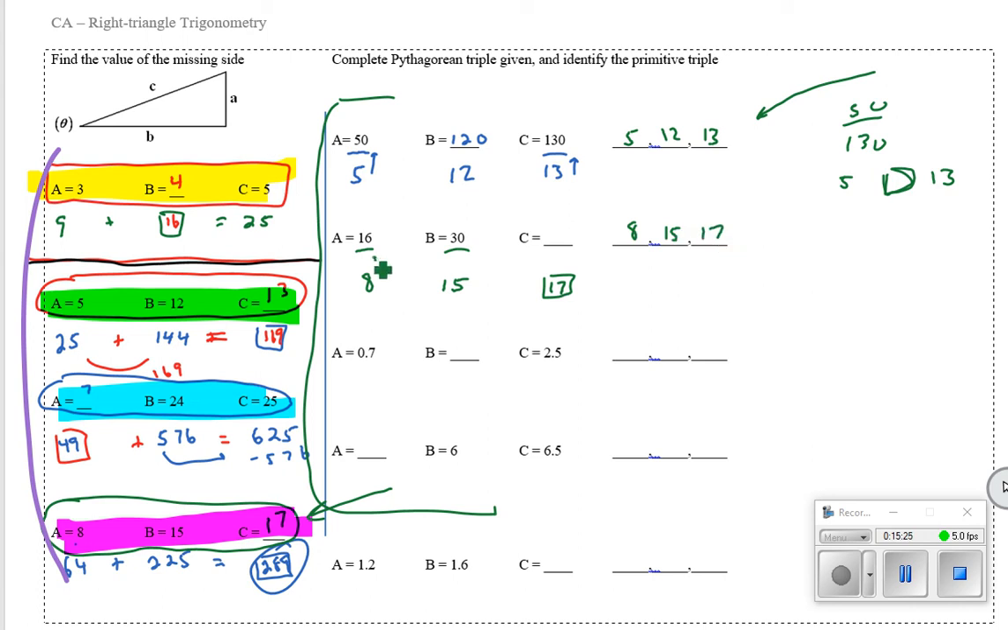And I recognize in each case that A, B, and C is just 2 times my triple. So that would have to be 34.